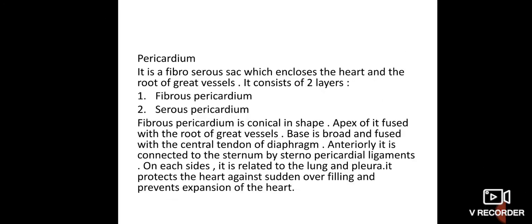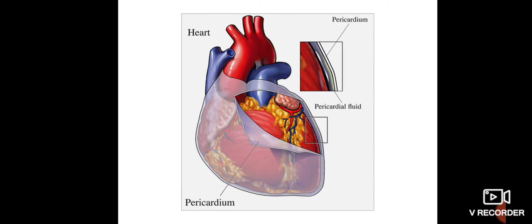Then on either side, the pericardium is related to the lung and the pleura. So the function of the pericardium is to protect the heart against sudden overfilling as well as to prevent the expansion of the heart.